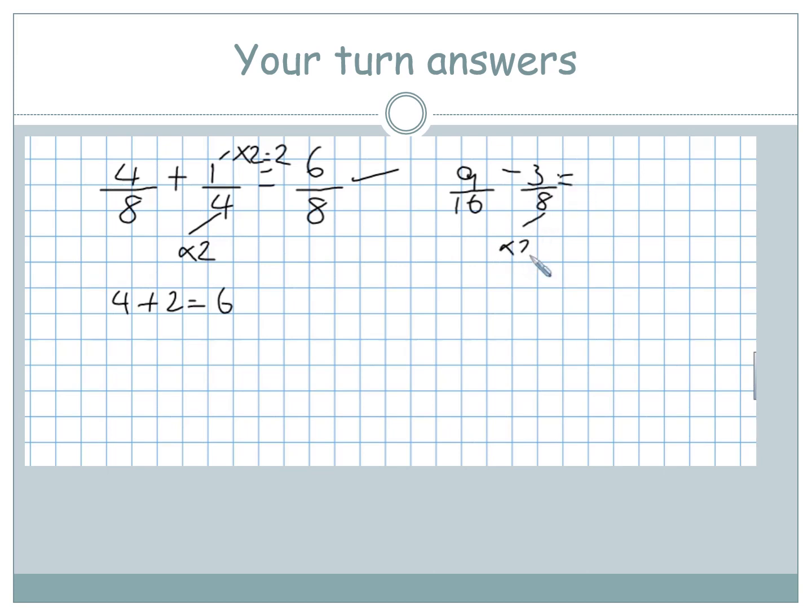9 over 16, take away 3 over 8. So we need to make sure the denominators are both 16. So 8 times 2 is 16, so your denominator is 16. 3 times 2 equals 6, so your calculation will be 9 16s, take away 6 16s. So 9 16s, take away 6 16s is 3 16s. So well done if you've got those correct. Well done, Year 5.